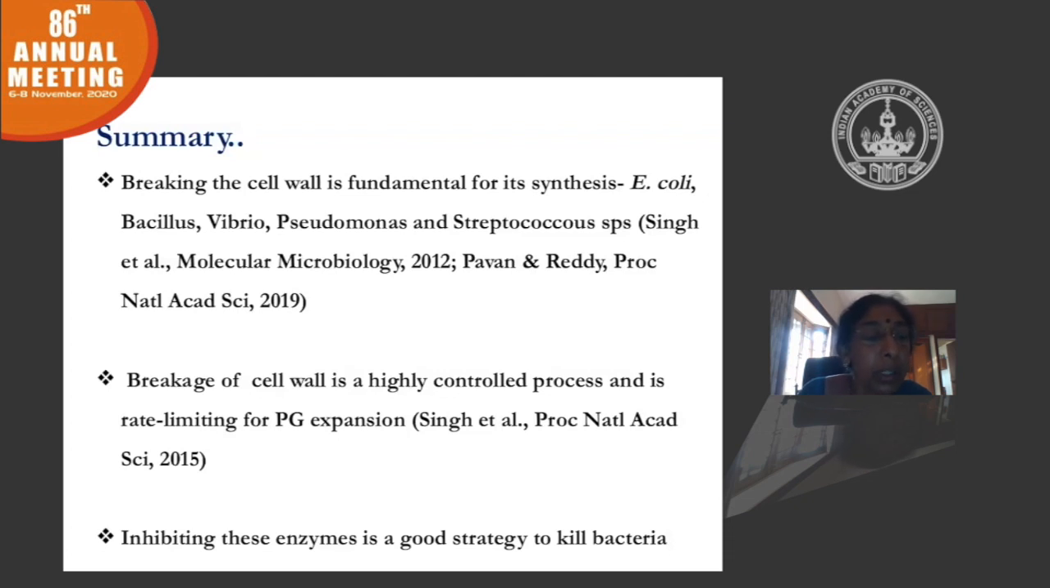So currently we are collaborating with some chemists to find inhibitors of enzymes which are not known before.